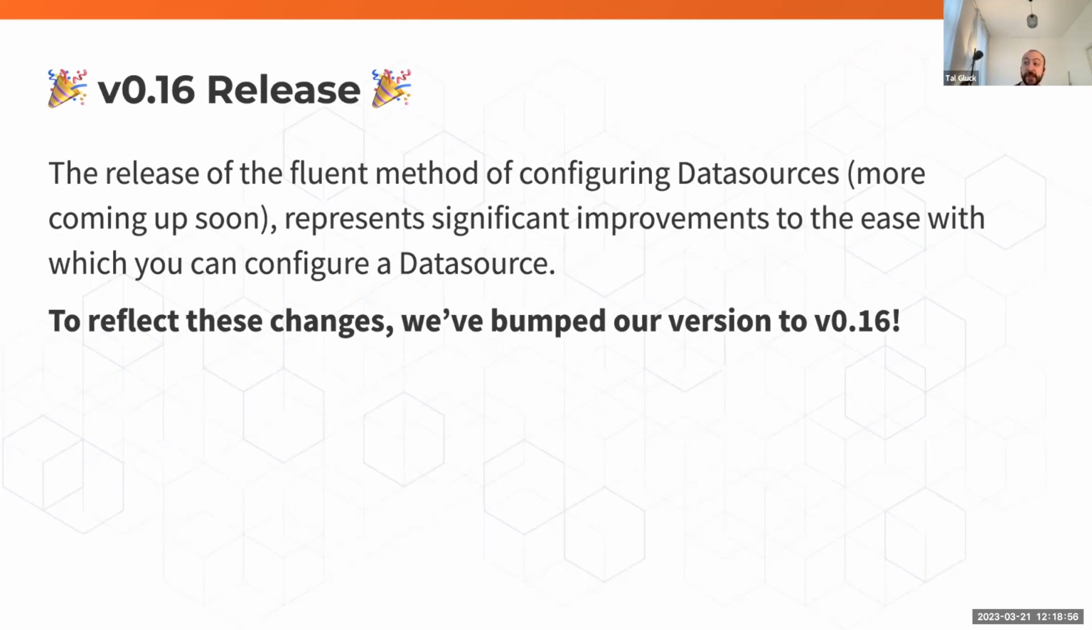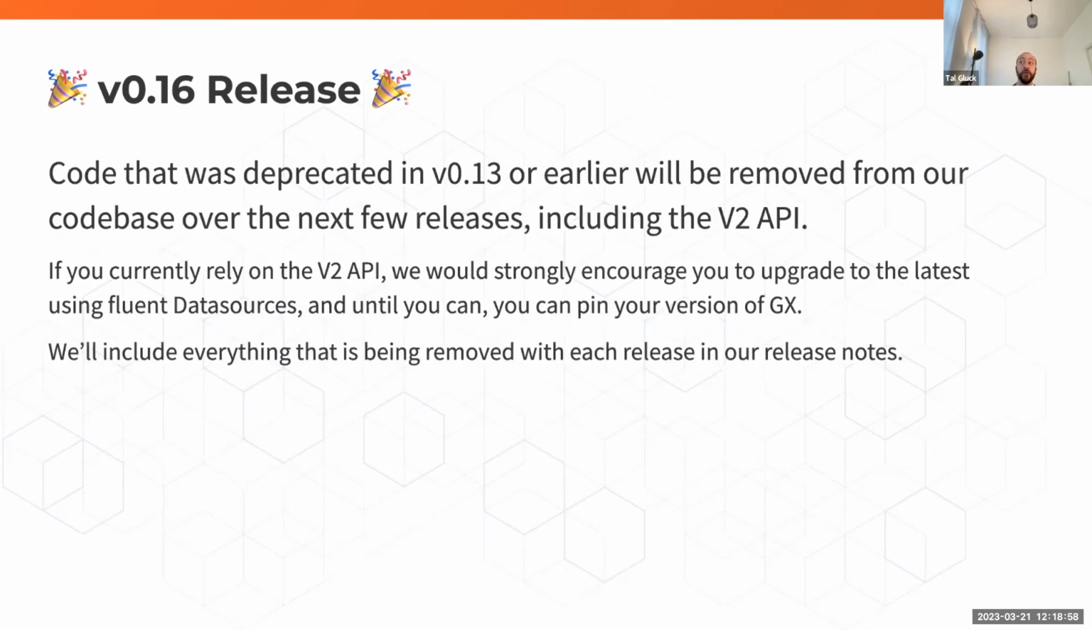So this is super exciting. It also means that code that was deprecated in version 0.13 or earlier will be removed. So this will include the V2 API. If you currently rely on the V2 API, we strongly encourage you to upgrade to Fluent data sources, and you'll see we've made it really easy to do so. Until you can do that, you can always pin your version of Great Expectations. And we'll be including everything that's being removed with each release in the release notes each week.